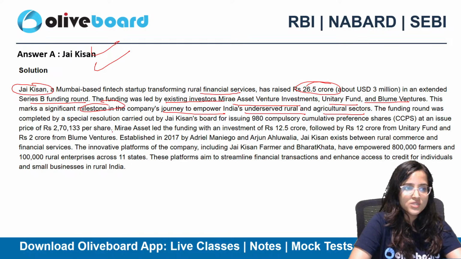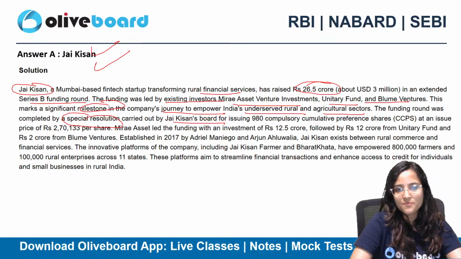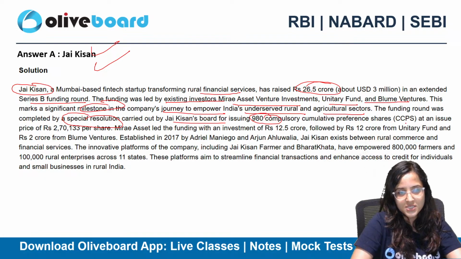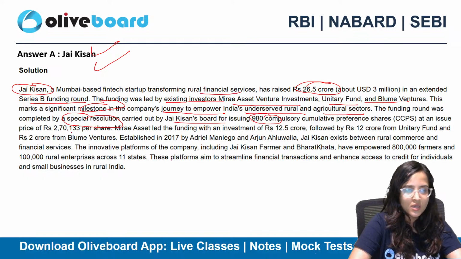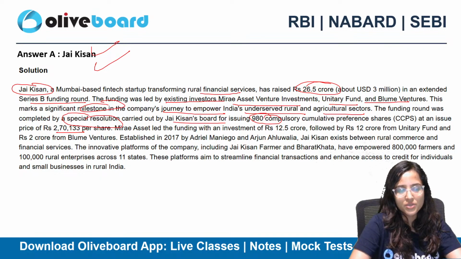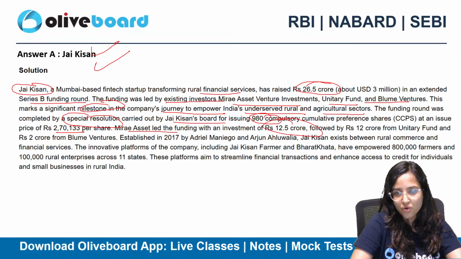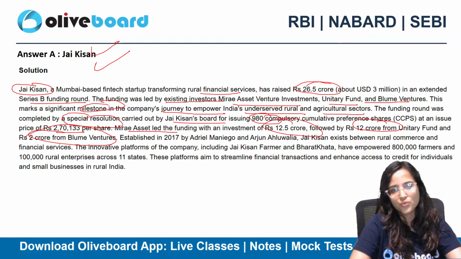The funding round was completed by a special resolution carried out by Jai Kisan's board for issuing 980 compulsory cumulative preference shares at an issue price of 2,70,133 per share. Myri Asset led the funding with an investment of 12.5 crore, followed by 12 crore from Unitary Fund and 2 crore from Bloom Ventures.